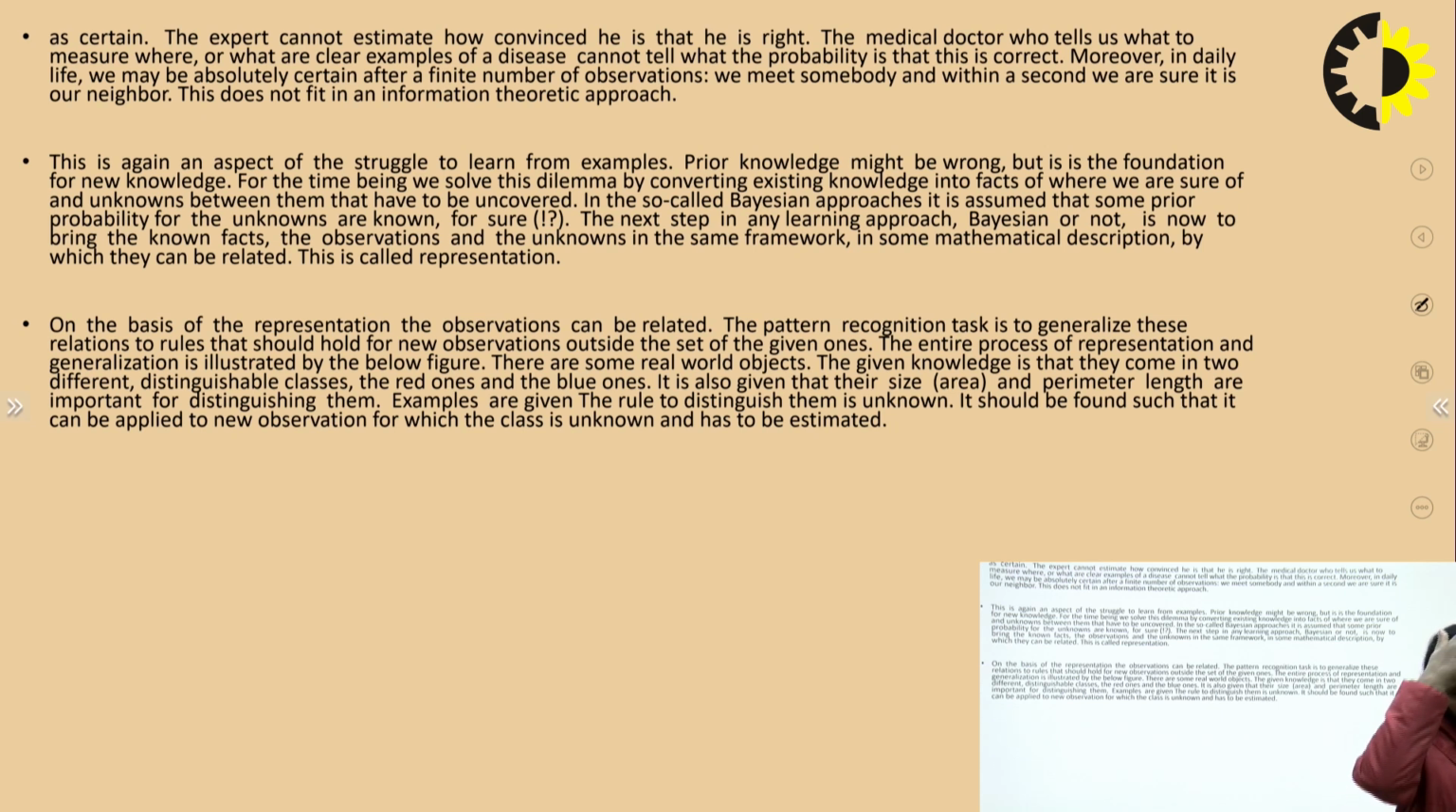So basically, there are some real world objects. The given knowledge is that they come in two different distinguishable classes, the red ones and the blue ones, and it is also given that size, area and the parameter length are important for distinguishing them. So examples are given. The rule to distinguish them is unknown and it should be found such that it can be applied to new observations for which the class is unknown and has to be estimated.